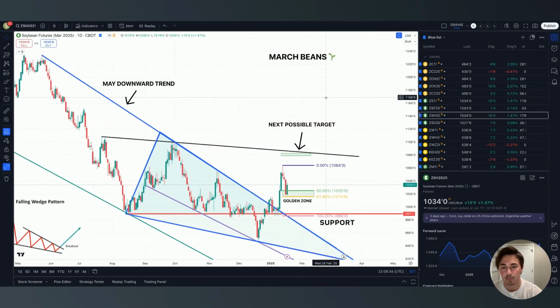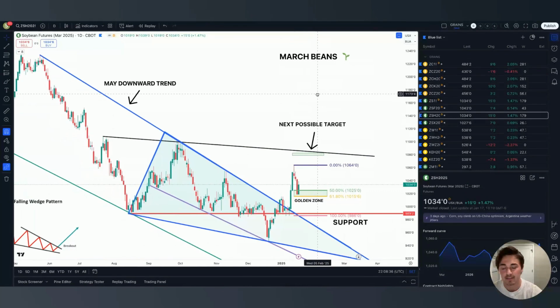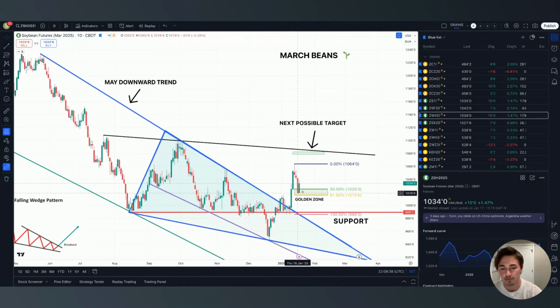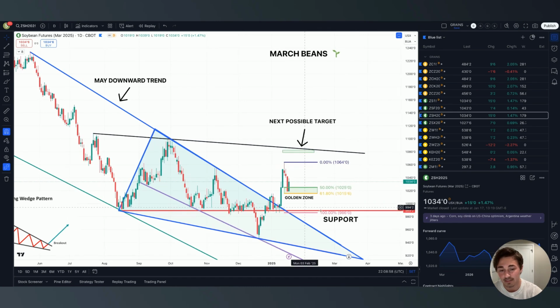Next, taking a look at March beans. So beans bounced exactly where they needed to on Friday in this golden zone. So this is just our 50 to 61.8% retracements of this little rally that we had right here. So we needed to bounce there to keep the bias remaining higher and keep the upward momentum going. And we did just that. So that is a good sign. Hopefully we can carry that on starting the week. Now, really, we just need to continue to hold these lows.